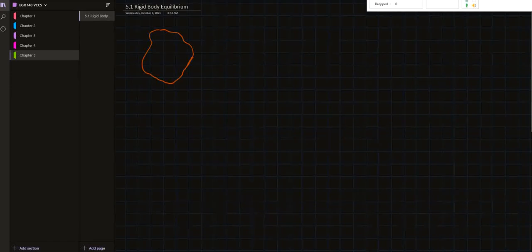All right, we're going to move into Chapter 5 and begin talking about rigid bodies. And we're going to start here with rigid body equilibrium.